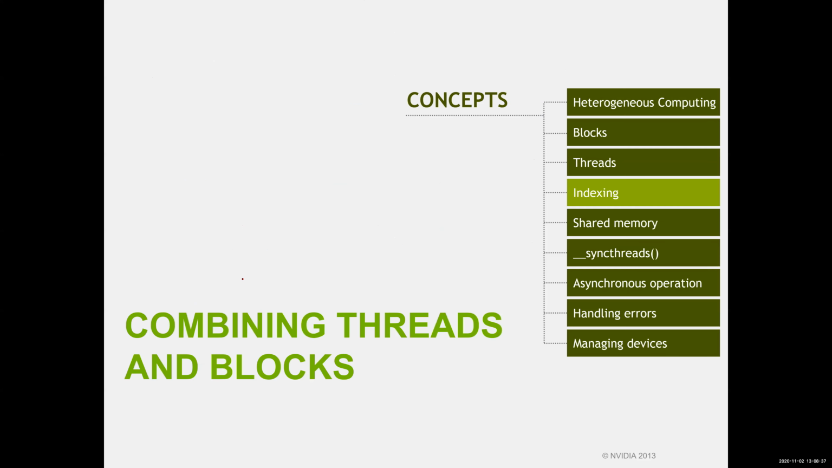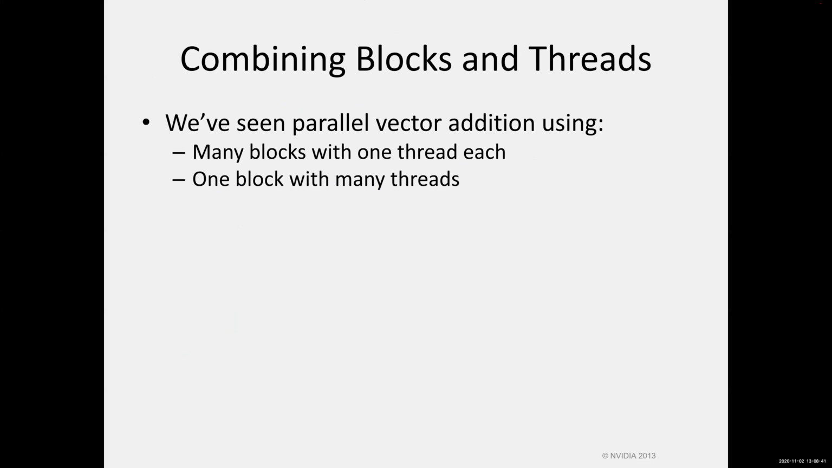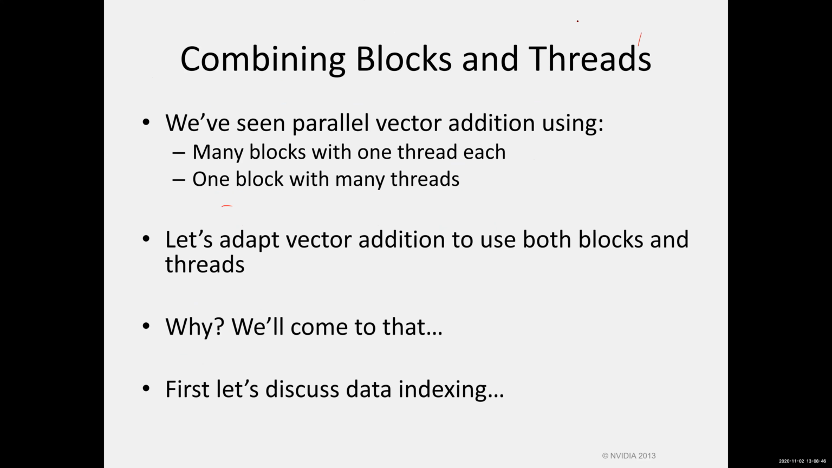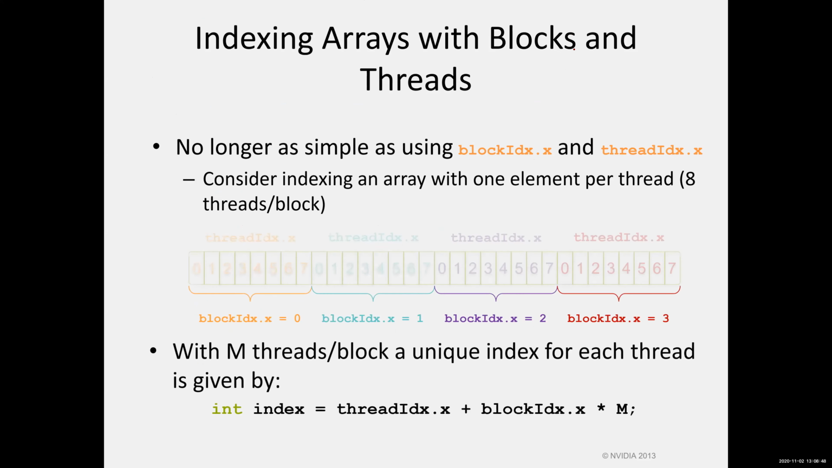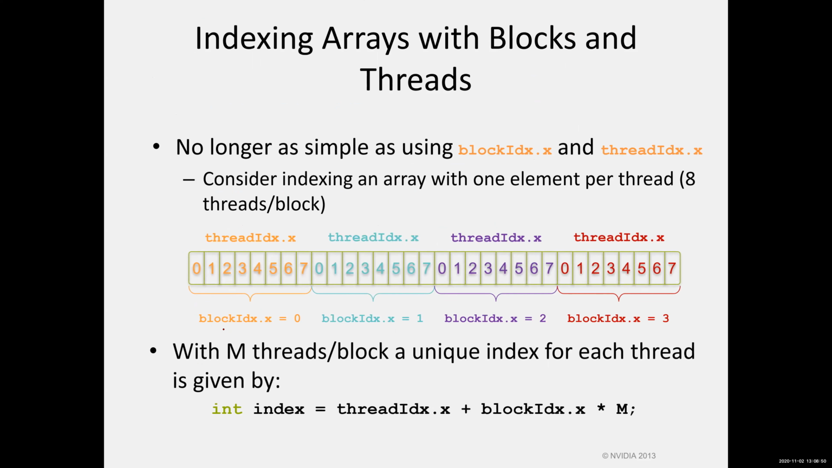Now, the ideal goal is to do indexing, where we combine the blocks and the threads. So how we do this is, each block contains multiple threads. And we can do an indexing by performing a simple arithmetic operation by taking the thread idx.x plus the block idx times m.